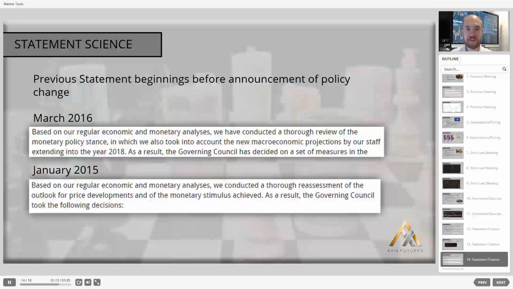This change, as soon as you see that difference in the statement at the beginning, you know something's up. You know that there's likely to be a trade in here. So that's already setting you up for it, and that's what I mean by statement science and understanding the history of it and where these little things change that give you that big clue as to what's coming up next.